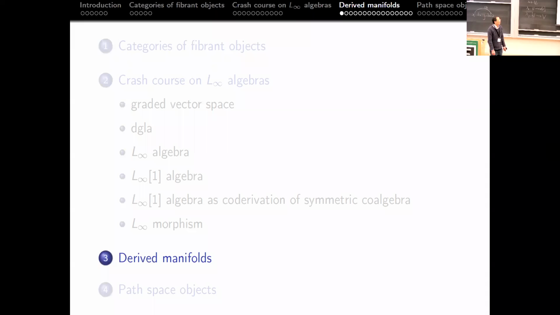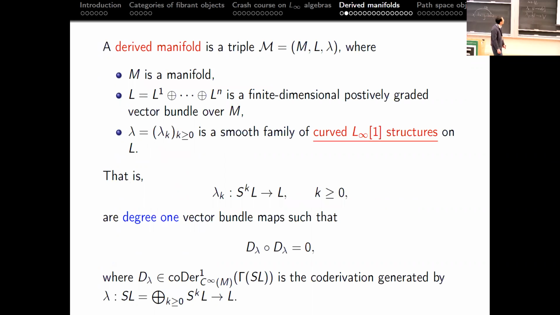And now, what are derived manifolds? So here's a definition. If you feel comfortable with L infinity algebras, the only thing you need is, first of all, a base manifold M and a graded vector bundle, each one a finite dimensional graded vector bundle over this manifold M. But then the degree is positively graded. So L1 is degree 1 up to degree n. You are not allowed any negative degree; it is positively graded.